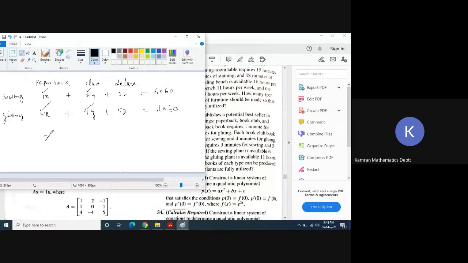So we will have a system of equations: x plus 2y plus 3z is equal to 360, and 2x plus 4y plus 5z is equal to 660. Now solve this system.